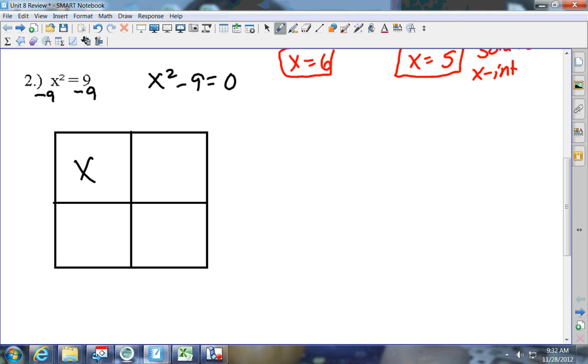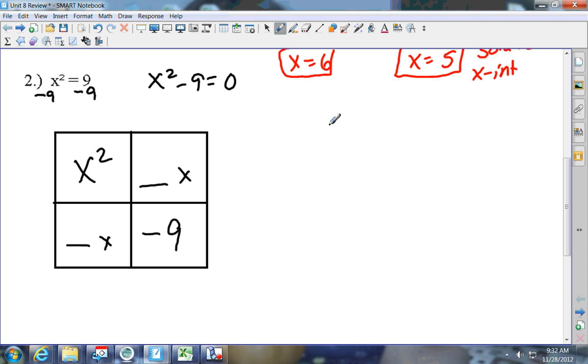Now, from this right here, let's put it in the box. The x squared goes in the top left. What goes in the bottom right? It should be just the number that doesn't have an x with it. So it's negative 9. Then you have something x and something x. This confuses people because it does not have an x term in it.